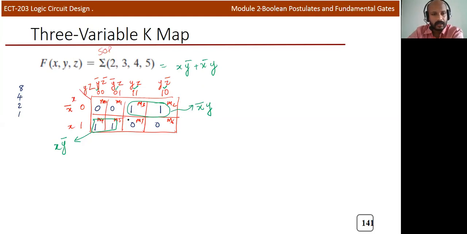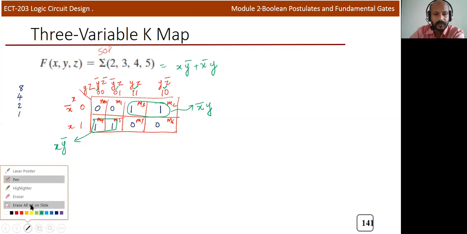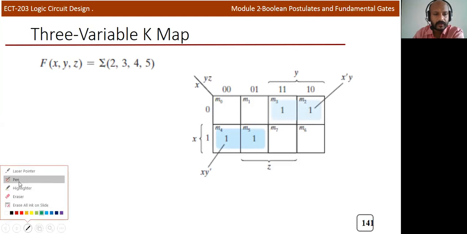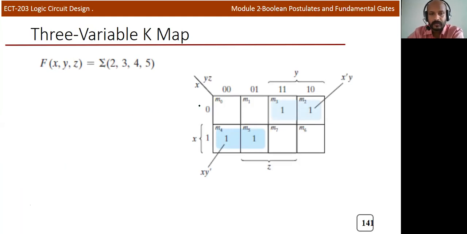Now we can explain another question. So I can conclude this problem. This is a representation of this particular question. After grouping, you will get x bar y and x y bar.